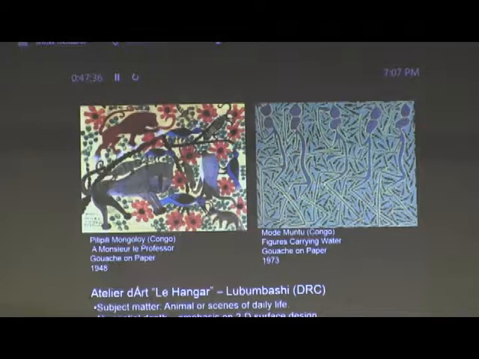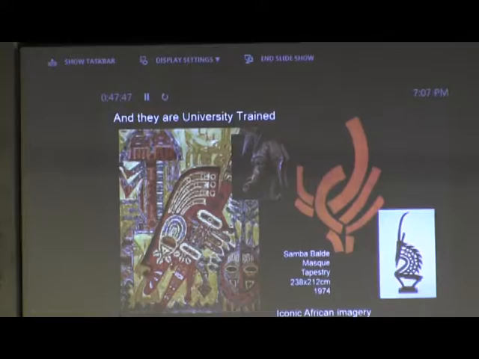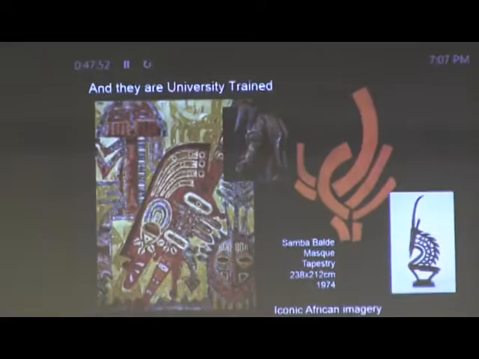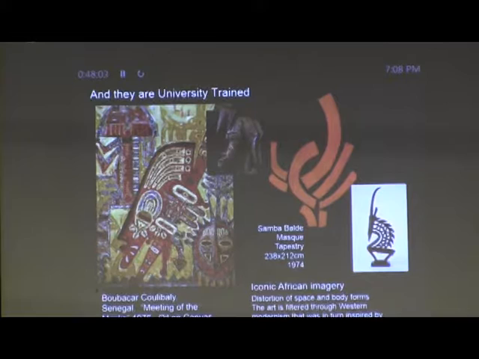And of course, artists today are university trained, both in Africa in their various countries as well as in Europe. These are both from French-speaking Africa, from Senegal, both of these artists. This is a tapestry, and the images they used, in the early colonial period especially, they had an agenda. And their agenda was to create an art that was, quote, African, but pan-African, not specific to a particular ethnic group or even a specific country. So they used what they considered African imagery.